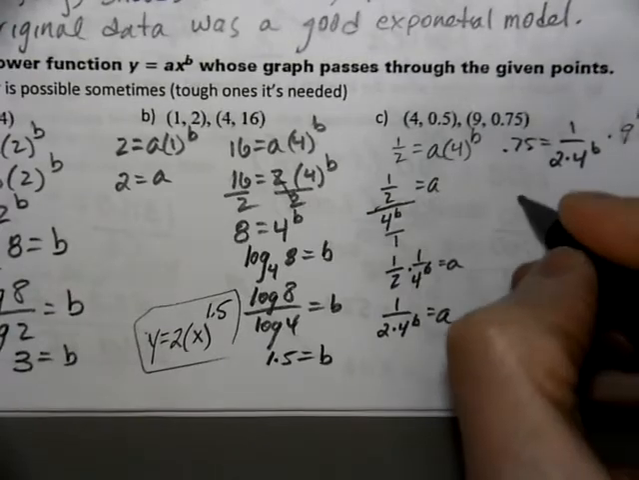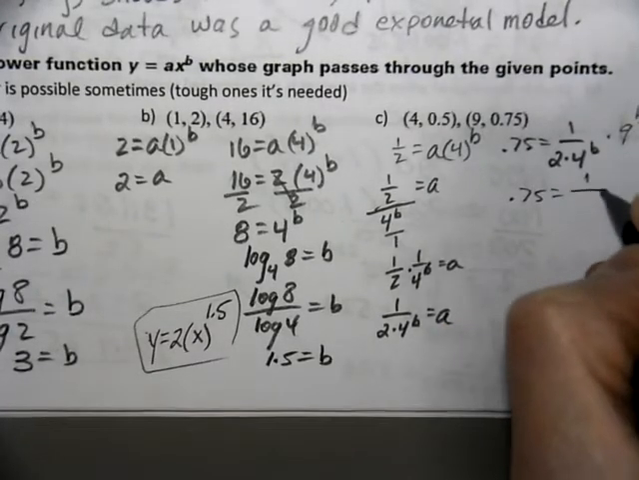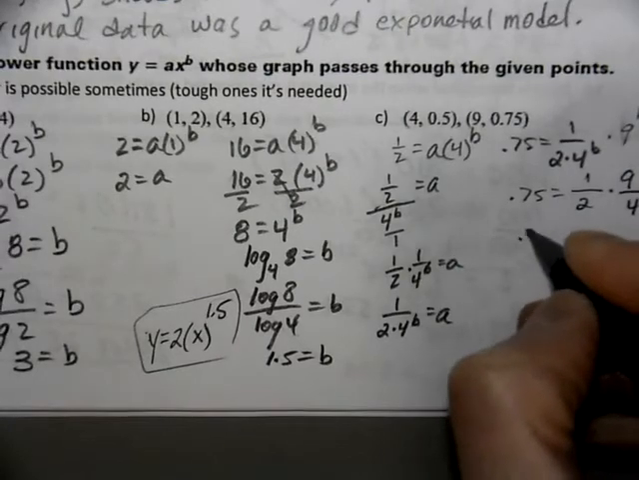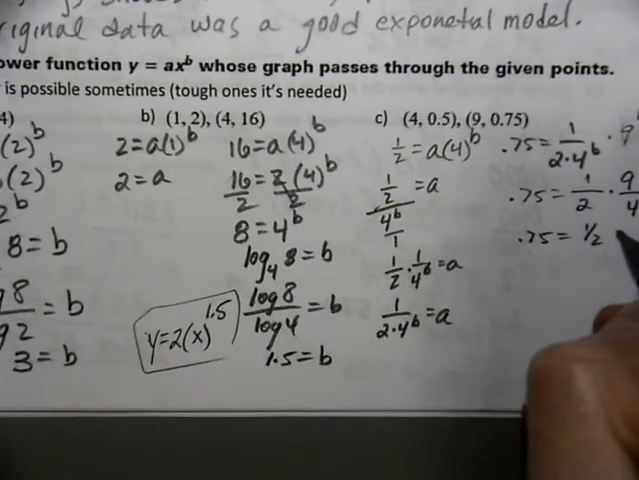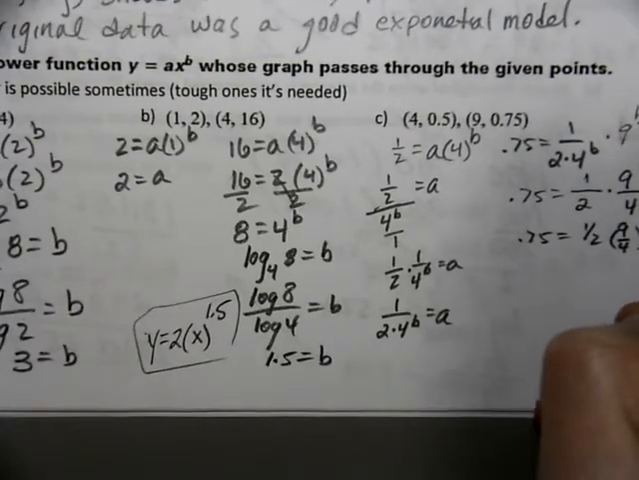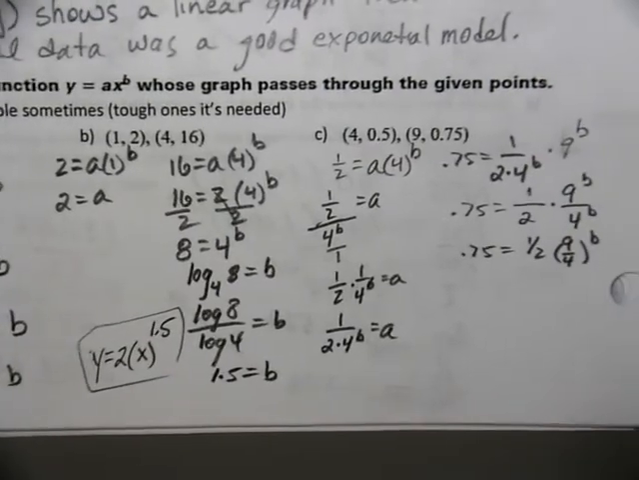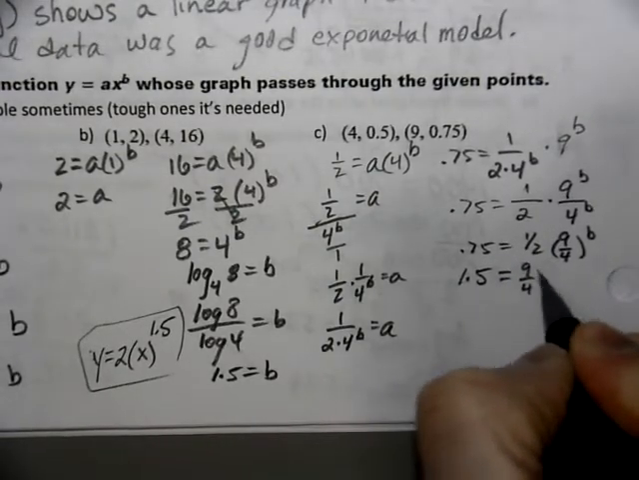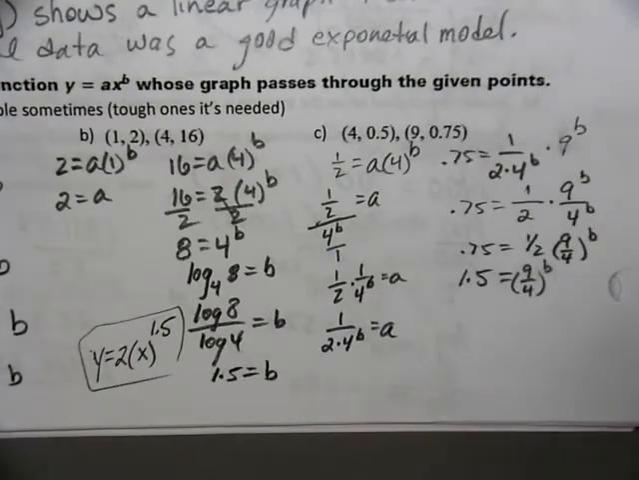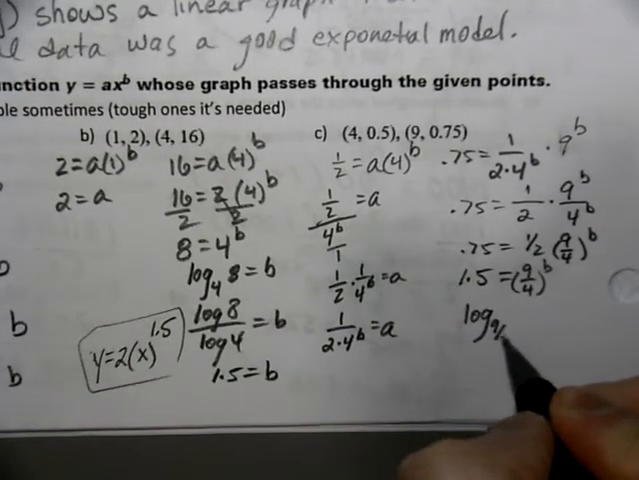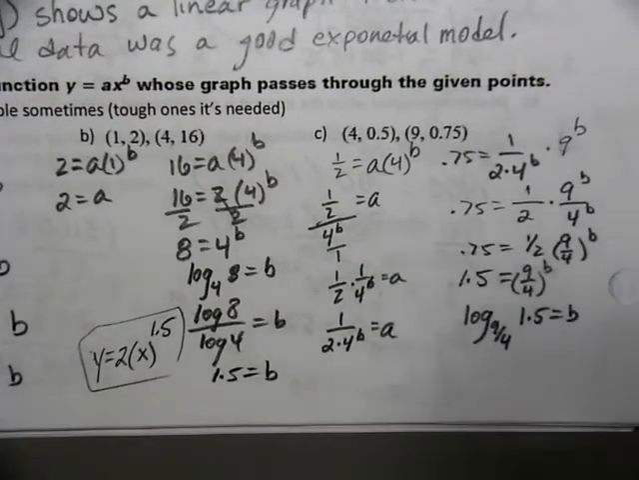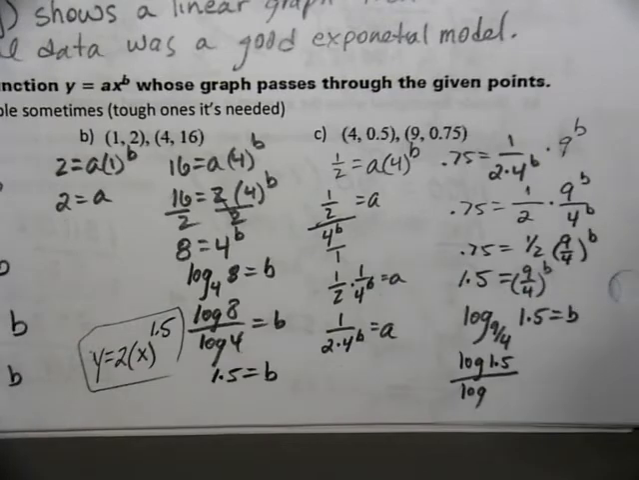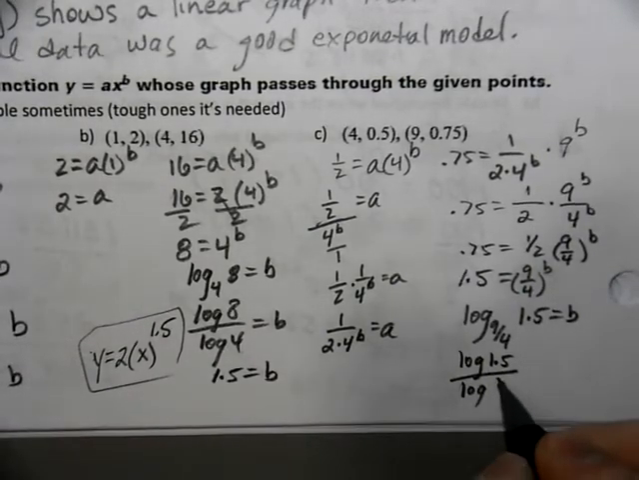We can reorganize this a little bit. 0.75 equals 1 over 2 times 9 to the b over 4 to the b. We can leave this as 9/4 and put the b on the outside. So multiply by 2 to get 1.5. Now we're solving for an exponent. So we have to say log base 9/4 of 1.5 equals b. So the natural log of 1.5 over the natural log would have been fine, but common log of 1.5, common log of 9/4.